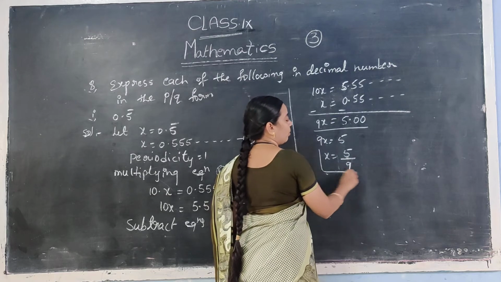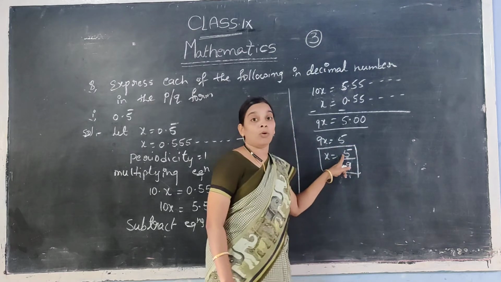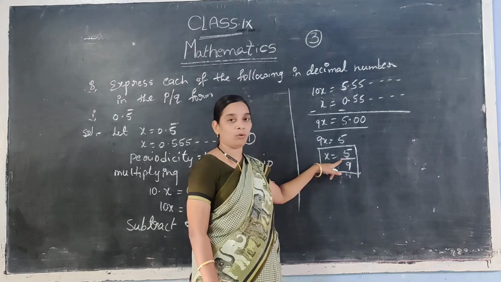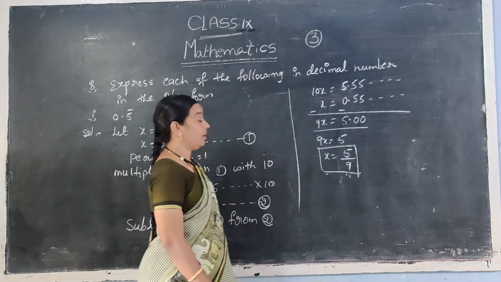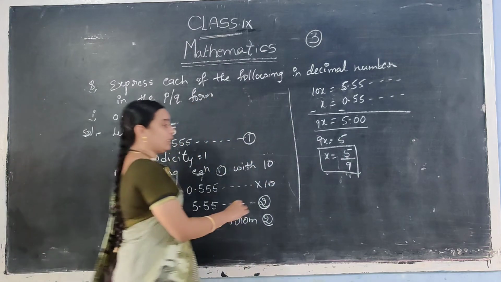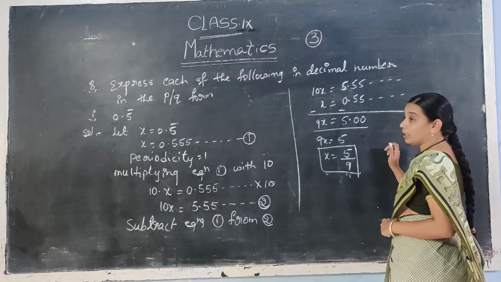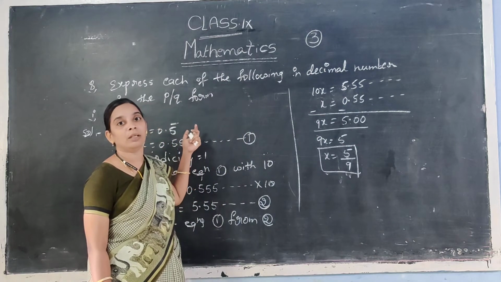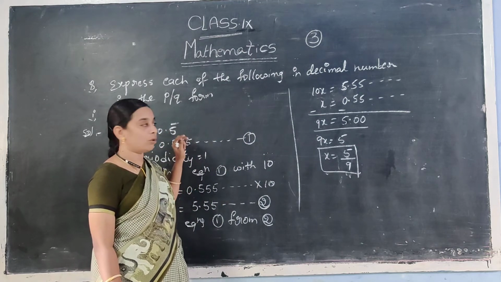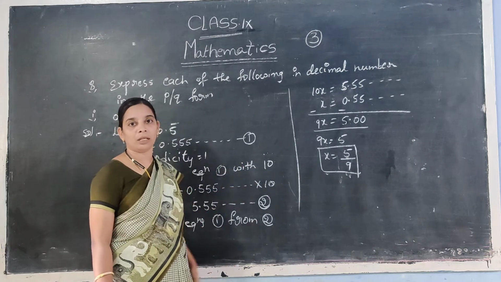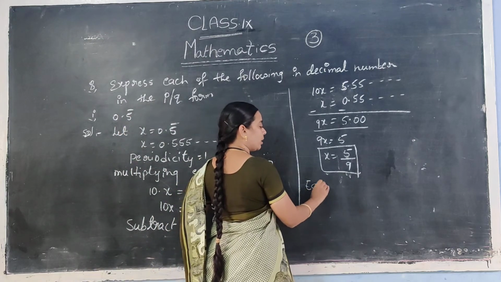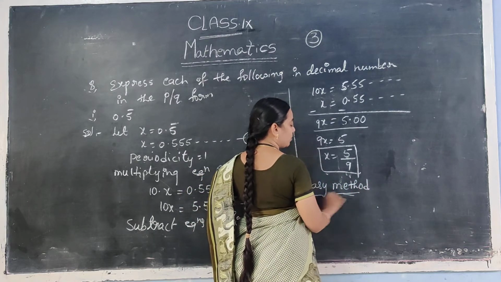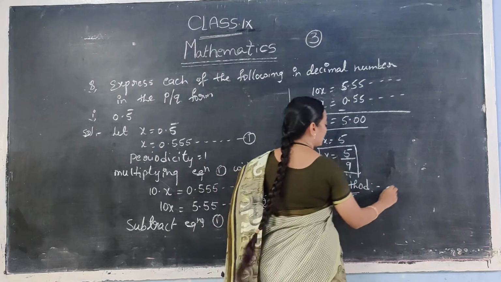We only get 5 by 9. So this is P by Q form, and this is the answer. There is an easy method also. Suppose, from the examination point of view, this question is given in part B. Part B means bits, so this full calculation is time taking. So here you have to do the easy method also.